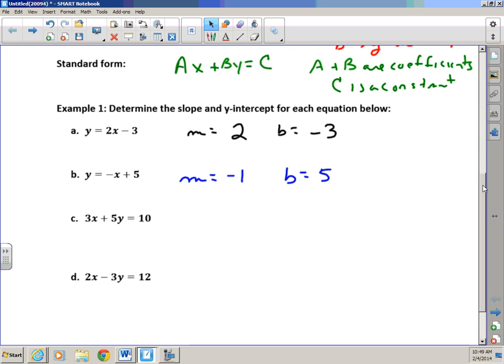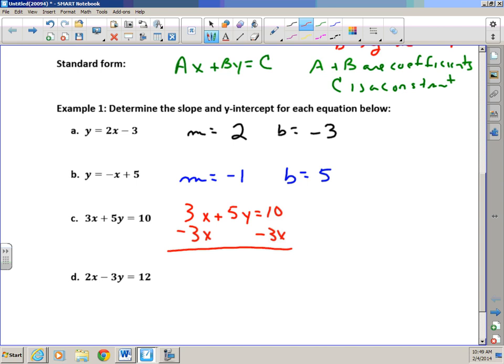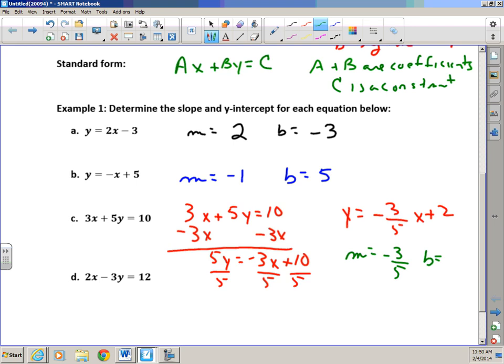Now, in the third example, unfortunately, we don't have the y by itself, so I need to do that first. Like we did before, we want to get rid of the x, and divide everything by 5. So my final equation is y equals -3 over 5 x plus 2. Now I already have it set up in slope-intercept form. So what's my slope? The number in front of x. What's my y-intercept? The number with no variable.